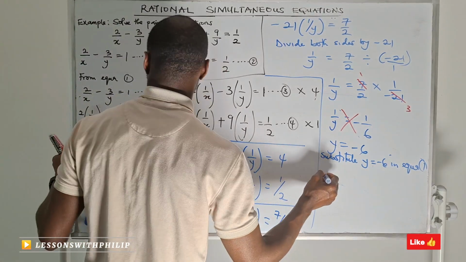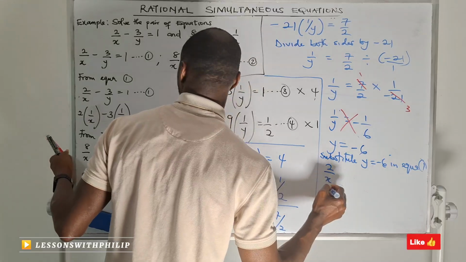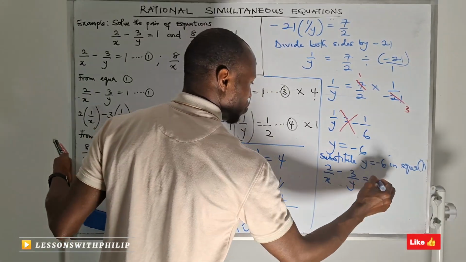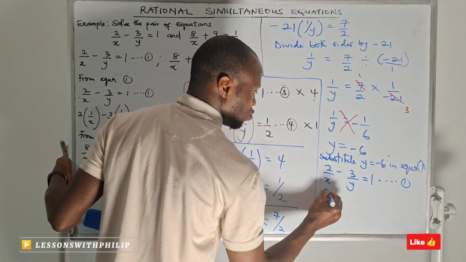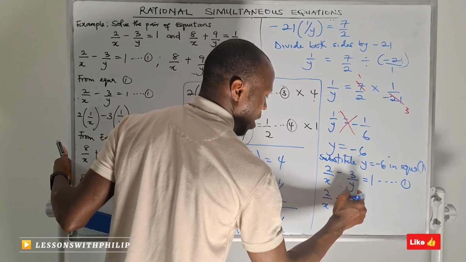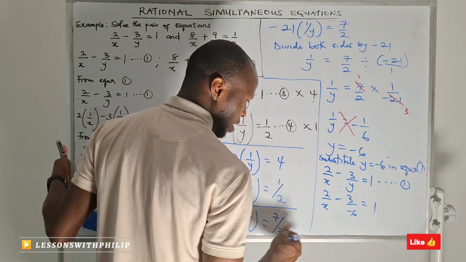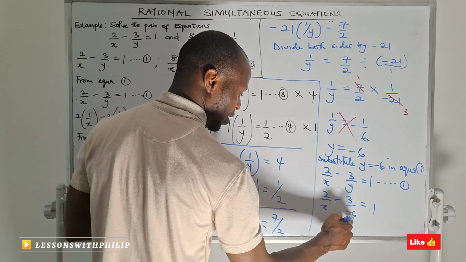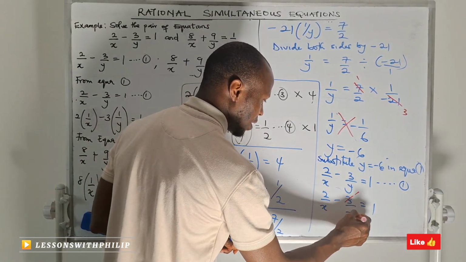So now equation 1 says 2 over x minus 3 over y equals 1. This is my equation 1. Then we have 2 divided by x minus 3, and my y is what? Minus 6, equals 1. Okay? Now, 3 times 1, 3 times 2.